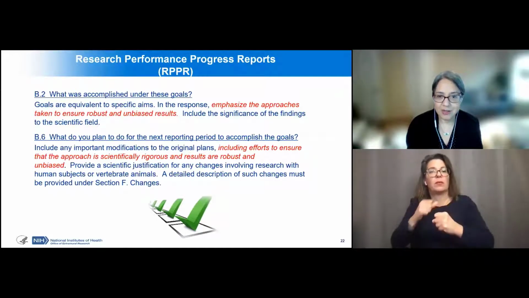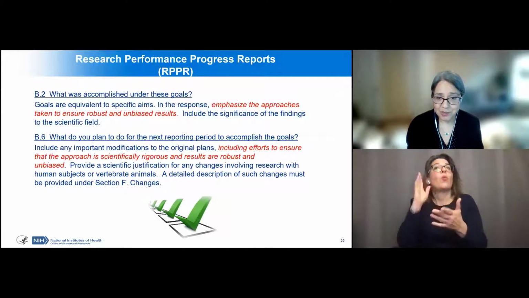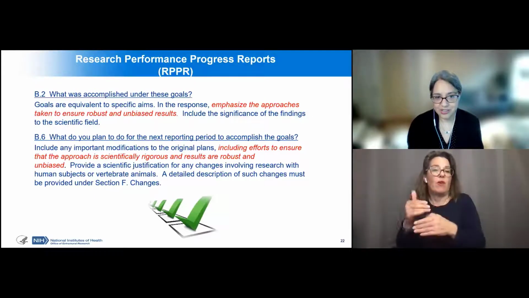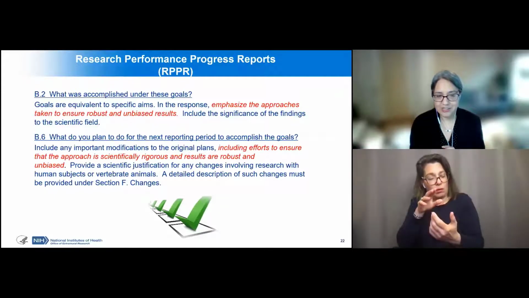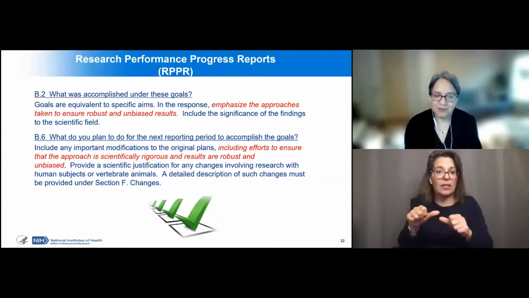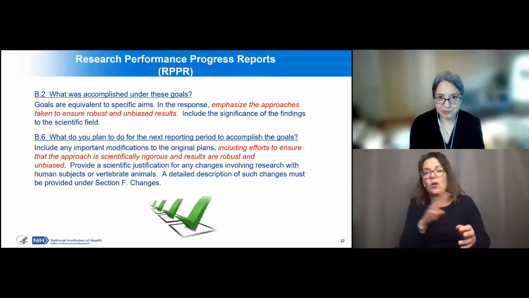And then when we're asking what you plan to do in the next reporting period, you're going to include efforts to ensure that the approach is scientifically rigorous and results are robust and unbiased. So make sure that you don't ignore the rigor when it comes to the RPPR, the progress report.